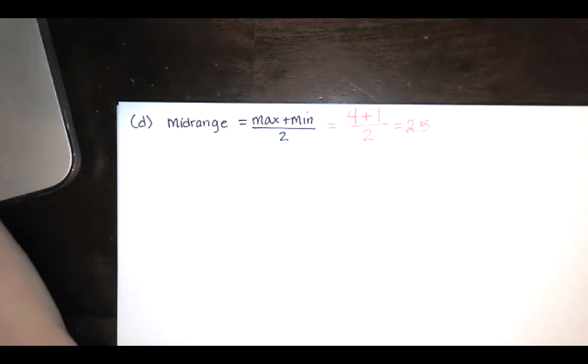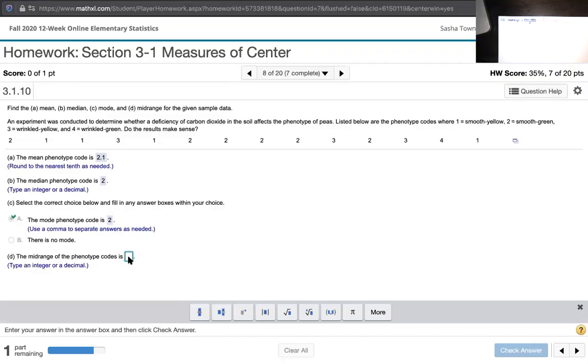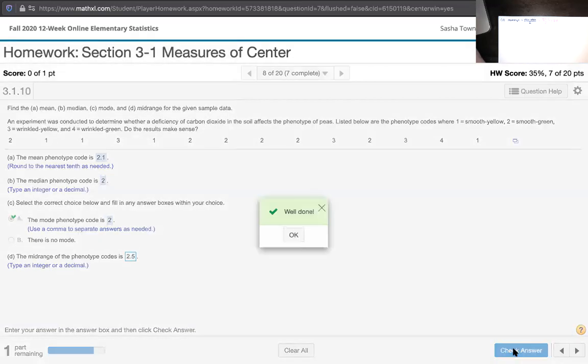Okay. Back to the homework. And it says type an integer or a decimal, so it didn't want that fraction 5 over 2, it wanted 2.5. That's good to know. Make sure you read that fine print, that print that's in blue below the problem statement.